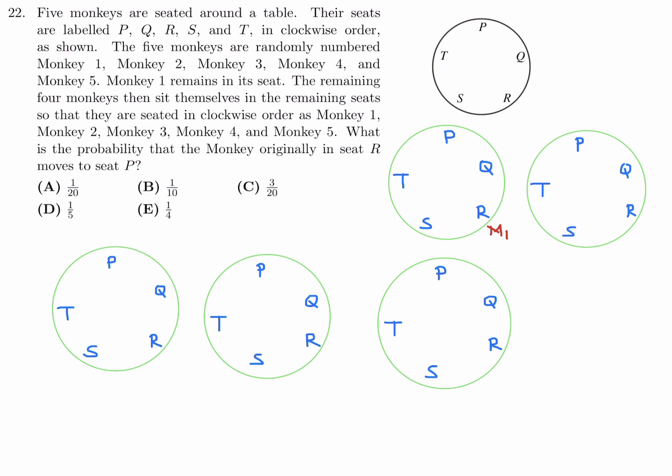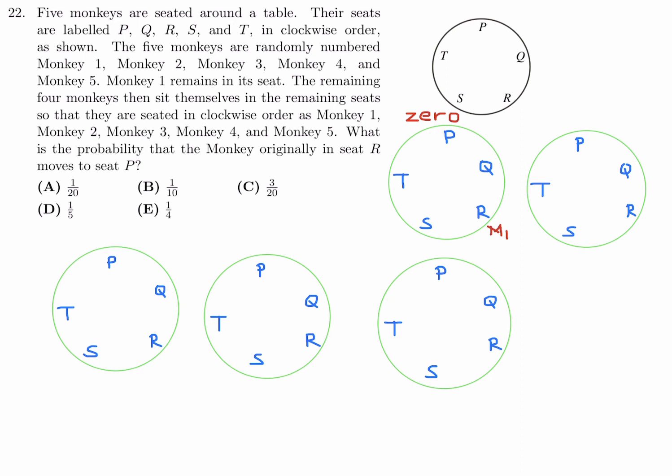So nobody's going to P. Maybe some other monkey is, but he's not. The question says that the monkey in seat R has to move to seat P. If M1 is in seat R, he will not move to seat P because he remains in his seat. So if this is a scenario where M1 is originally sitting in seat R, the probability is 0, because he's going to remain in seat R.